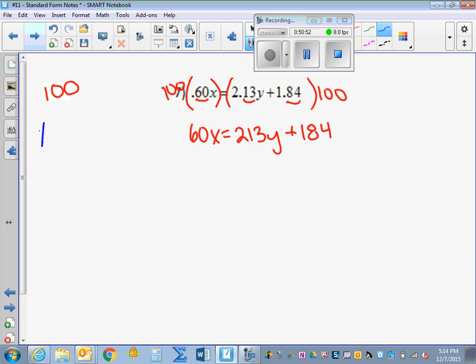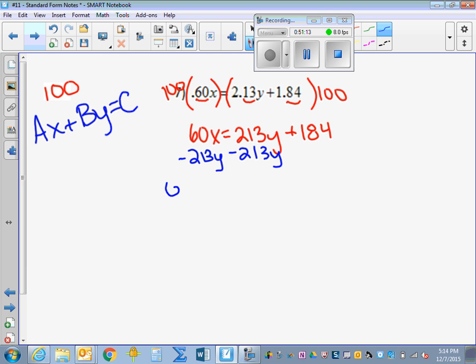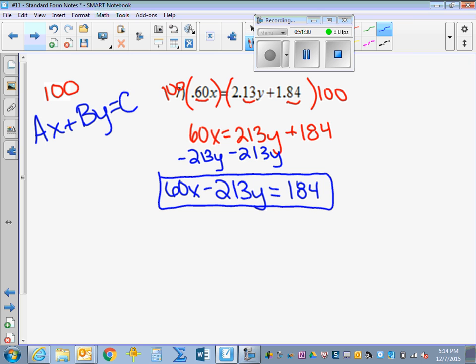Okay, we're almost done with 7. We need to get it in the form ax plus by equals c. So we have our 60x over here, and we need to subtract our 213y. Then we have 60x minus 213y equals 184. Again, our leading coefficient is positive, and there are no fractions, no decimals, so that's our final answer there. Okay, let's take a look at what else we have.